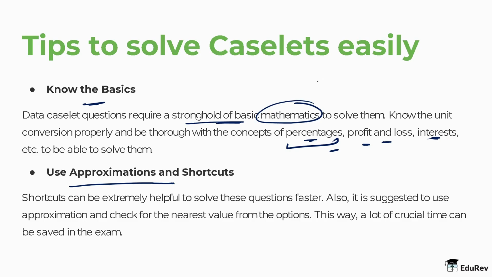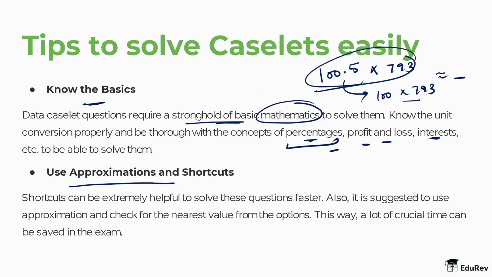Why? Suppose in your calculation, you come up with a number like 100.5, and you need to multiply it by, let's say, 793. Now solving this might be time consuming. So what you can do is approximate 100.5 to 100, multiply 793 with it, and then use the approximate value of this multiplication to solve the question. This is going to save your time, and these are the shortcuts which everyone uses, and you must also follow the same to save your time.